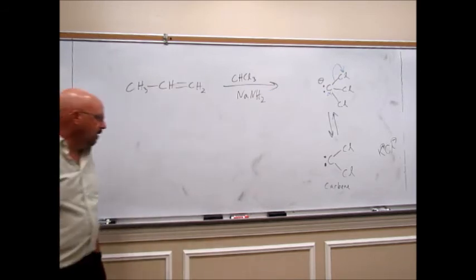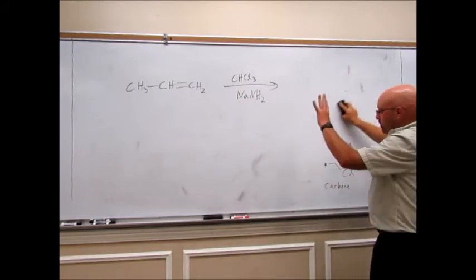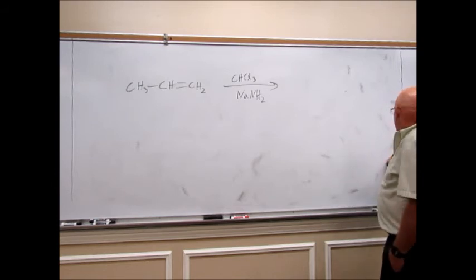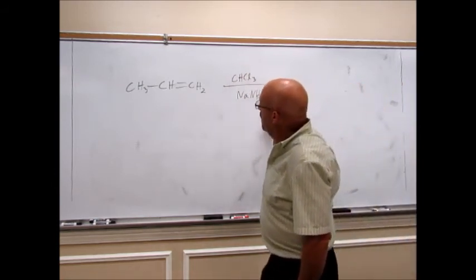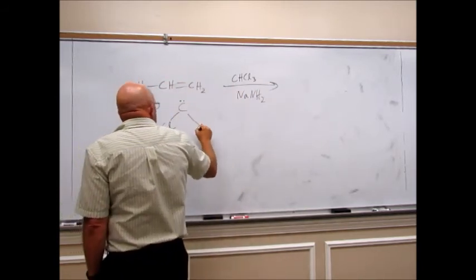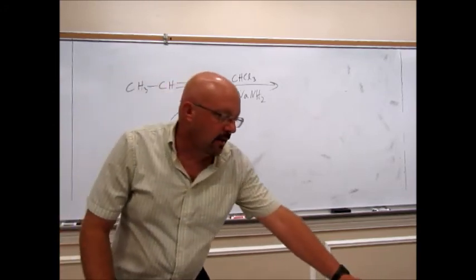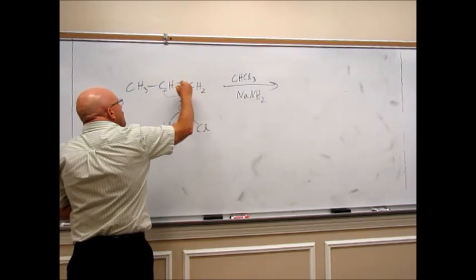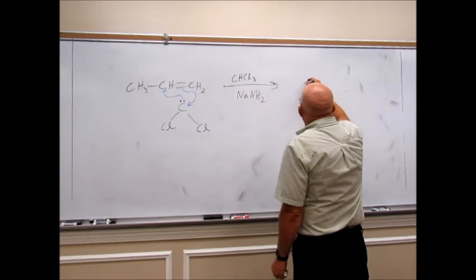So I'll use a different one here. So we again do this in situ. You prepare the carbene in the presence of the alkene that you want to react it with. So this is going to make the dichlorocarbene. And that reacts with our alkene, and we're going to make a cyclopropane ring. The only difference is it's still got the chlorines on there.